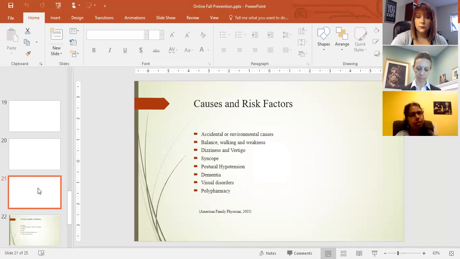Dizziness and vertigo. This is huge. I have seen a lot of people who fall into this particular category, and there are so many causes of it. And the key is to get diagnosed and get on the right track with being treated for it. So talking about dizziness, we talked about different things last time, which are the next point: syncope, postural hypotension, or it could be a side effect from a medication you're on.